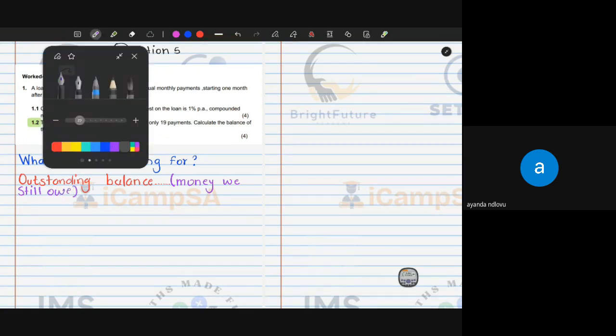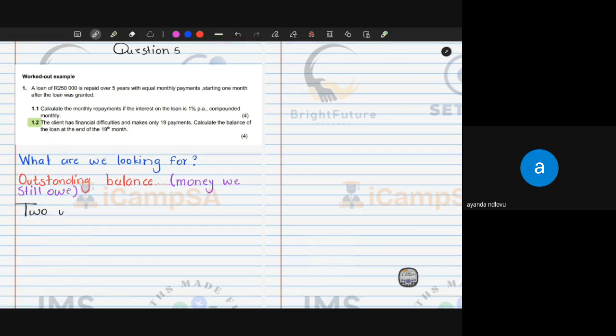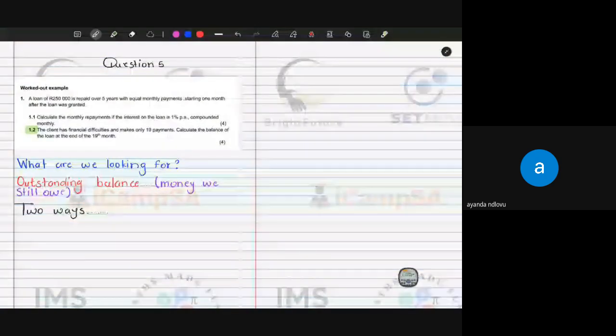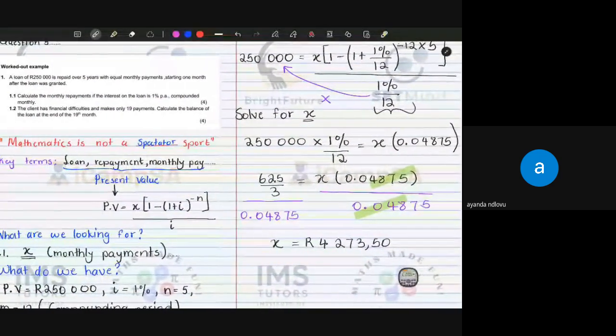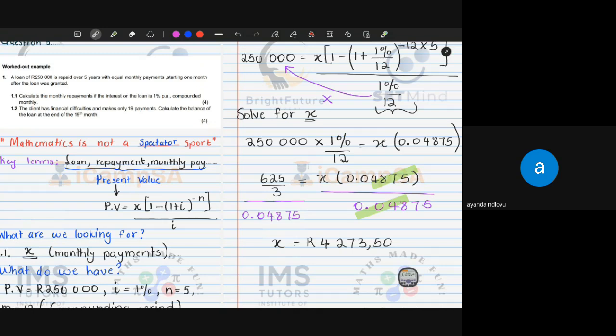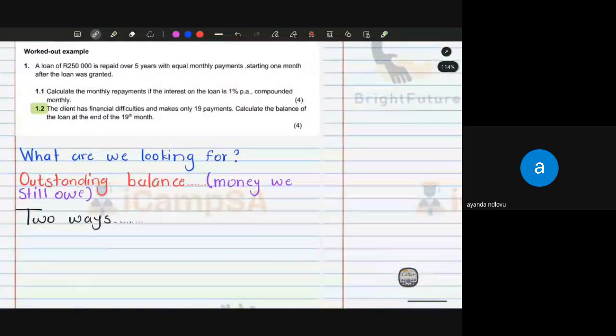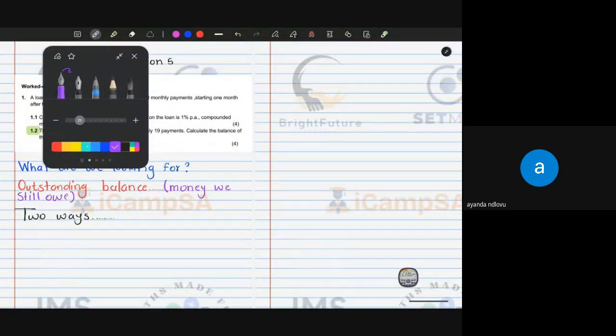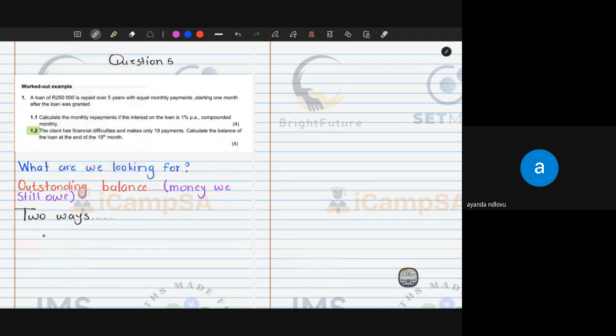So there's two ways, guys. You choose the one which you like. Remember that in order for us to finish this loan on time, we needed to pay how much? We needed to pay this amount here per month. But now we are at month number 19 and we are having difficulties. So remember, there are two ways. Maybe let me start here. The first way is that we'll use the present value formula.